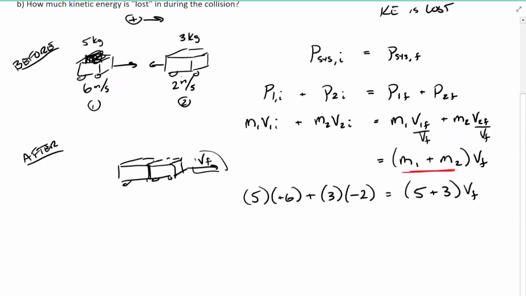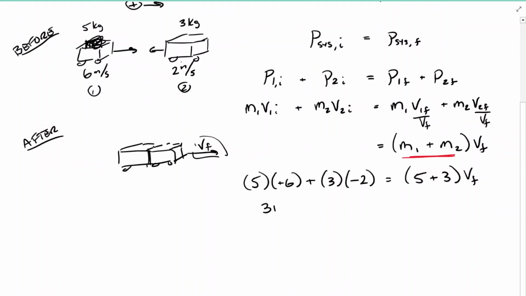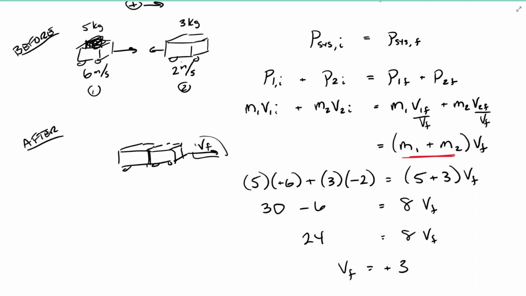All right, now we got some simple math. 5 times 6 is 30 kilogram meters per second of momentum, minus 6, is equal to 5 plus 3, which is 8, times v final. 30 minus 6 is 24, equal to 8 v final, which means the final velocity ends up being positive 3 meters per second, right?